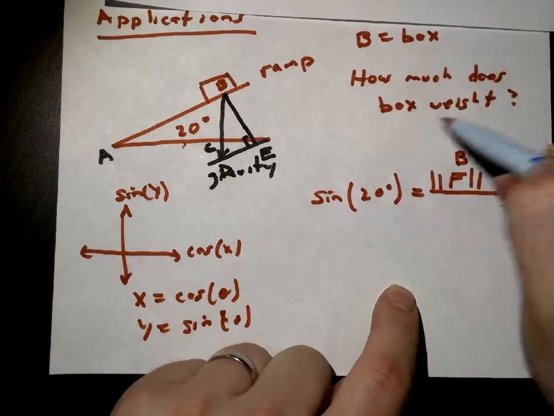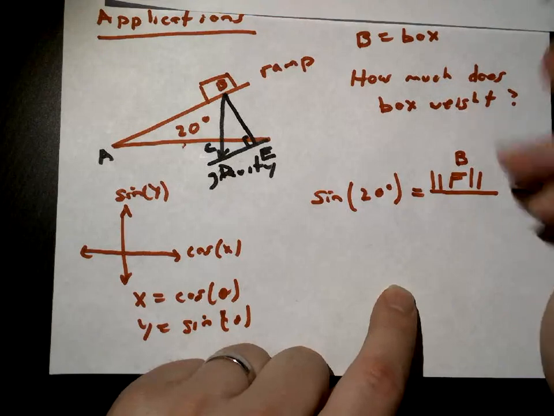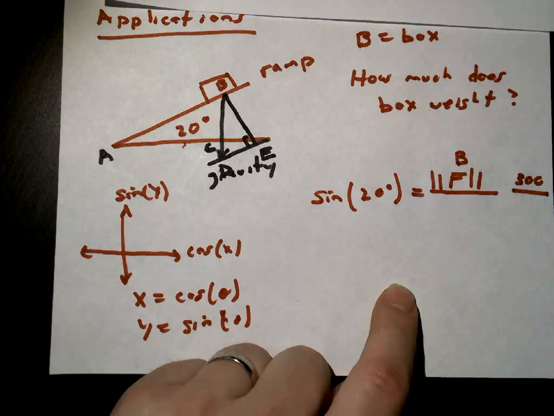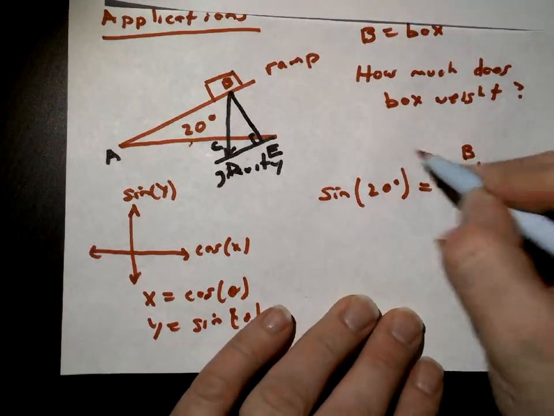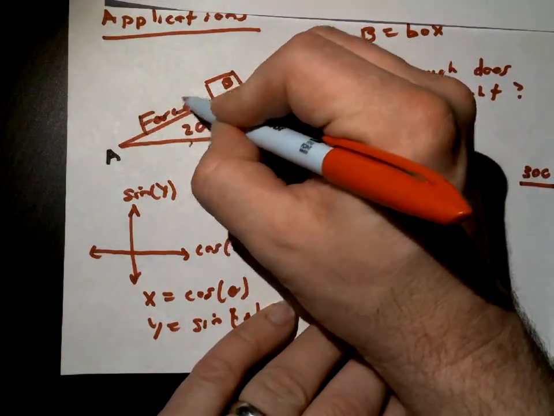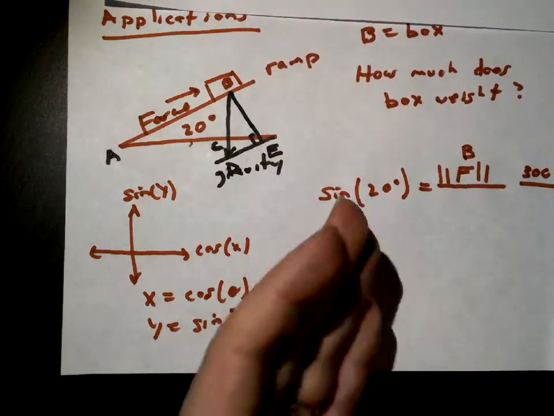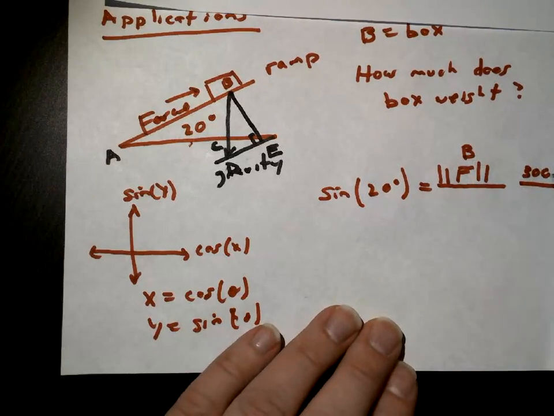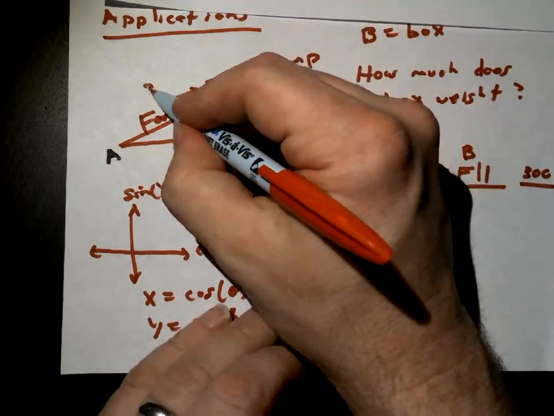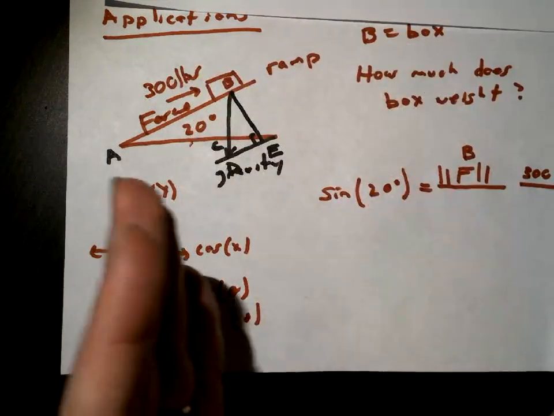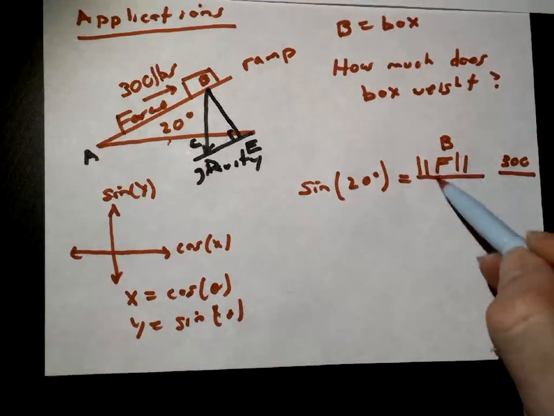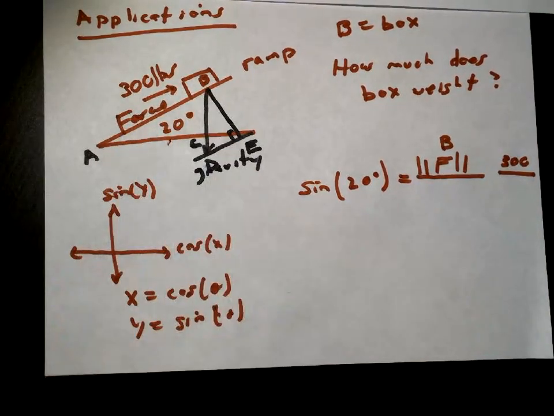I know we said how much weight does the box weigh. I understand that. But for example, this is not the weight. Remember how I said force? This is like the force to move that box up the hill. That force it requires is 300 pounds. 300 pounds to push that box up that 20 degree incline. So we have the force that we're pushing the box up this 20 degree incline.